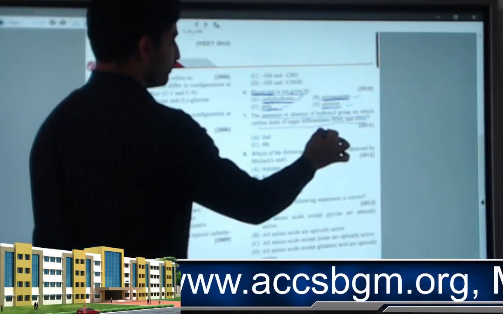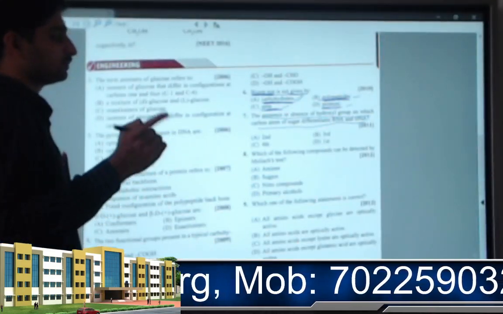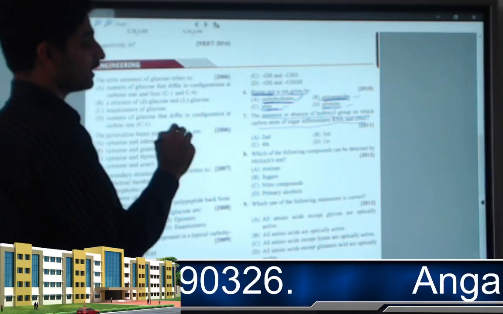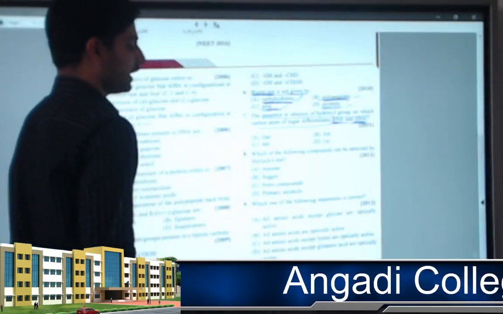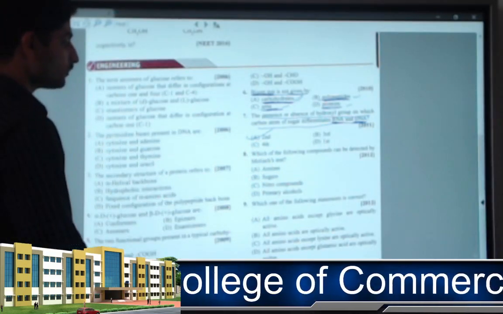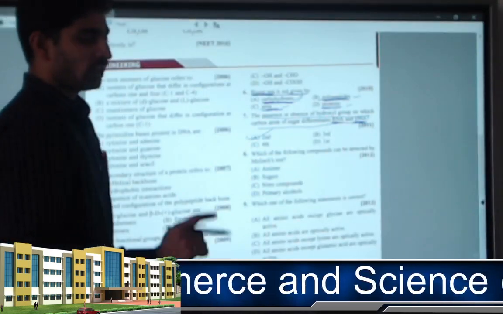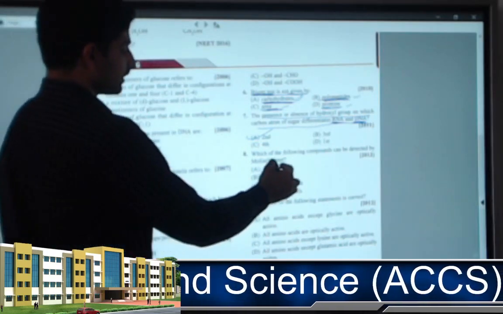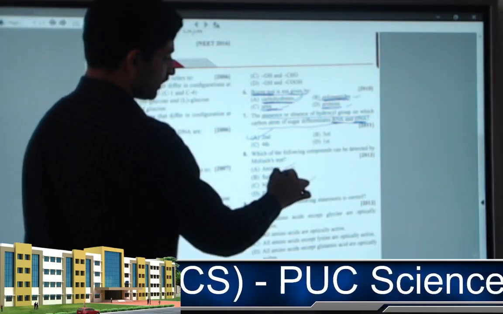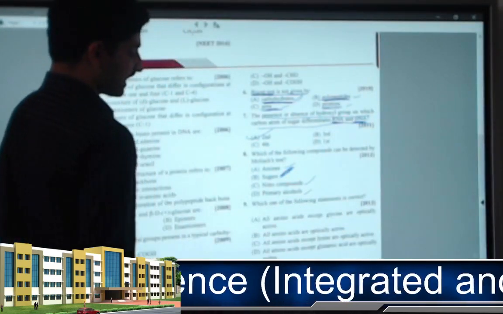Next, the presence and absence of a hydroxyl group on which carbon atom of sugar differentiates RNA and DNA? Option A second, B third, C fourth, and D first. Only the second: the presence or absence of a hydroxyl group on the second carbon atom can make RNA into DNA or DNA into RNA. So the option is A. Which of the following compounds can be detected by Molisch test? Molisch test is mainly for carbohydrates. This is an amino acid, this is a nitro compound, this is an alcohol. So only the carbohydrate is sugar. So the option is sugar.